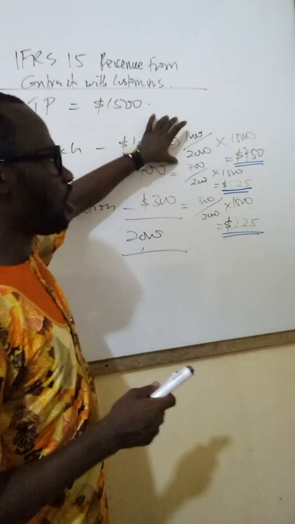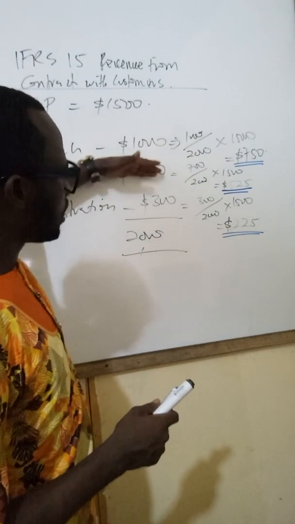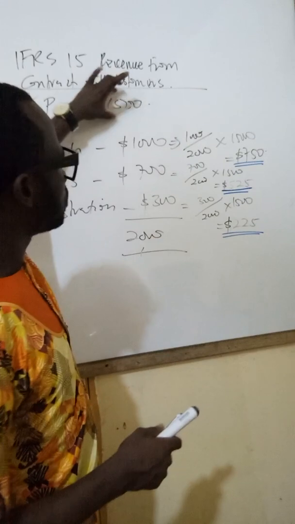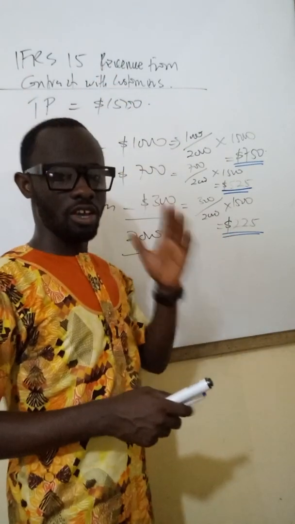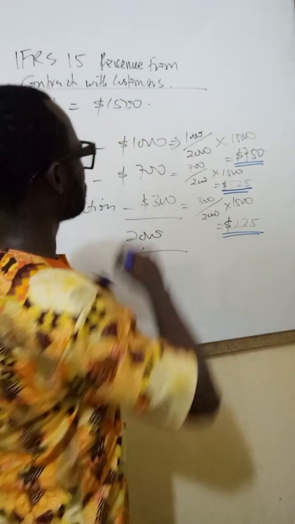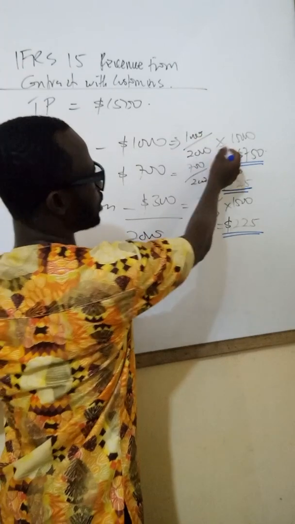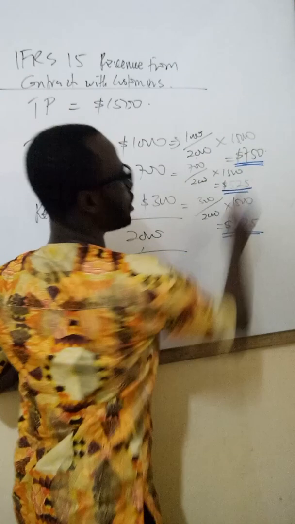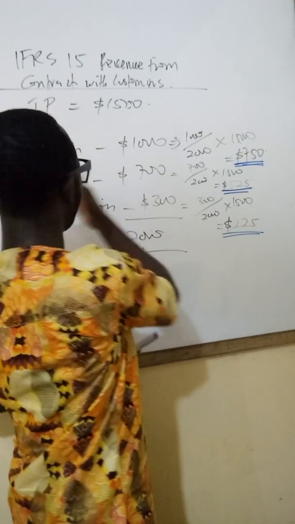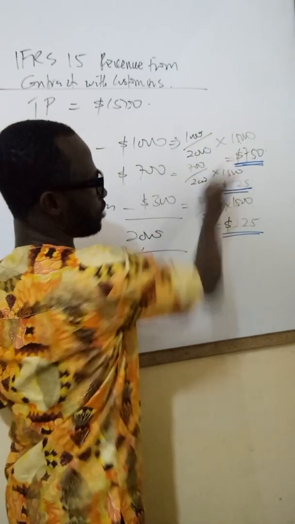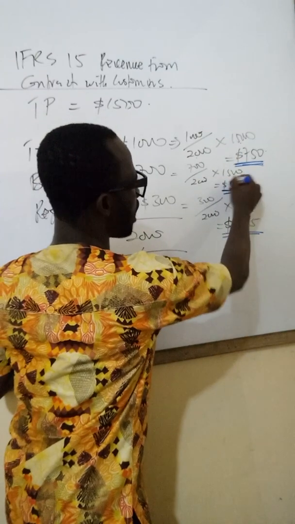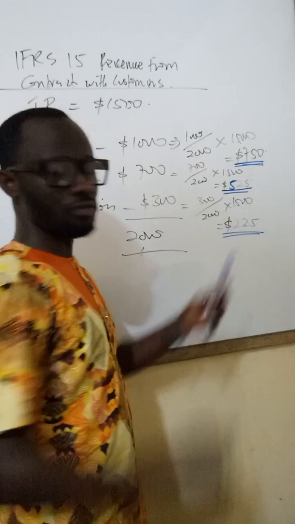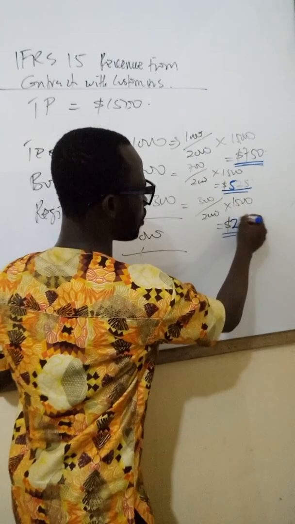As you can see on the board here, these are the standalone prices. When you sum them up, they give us $2,000. Our transaction price is $1,500. So we do 1,000 over 2,000 times the 1,500, which is the transaction price, and we get $750. Then for the books, 700 over 2,000 times 1,500, we get $525. Then for the registration, 300 over 2,000 times 1,500, we get $225.